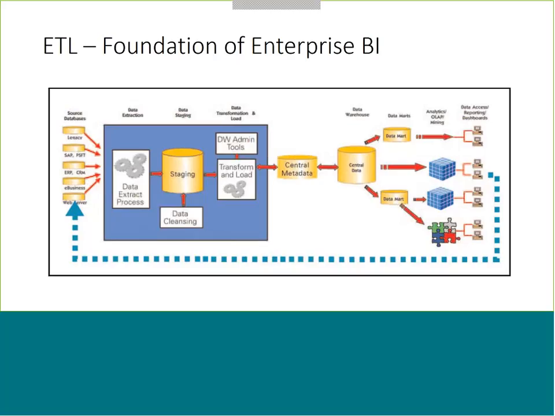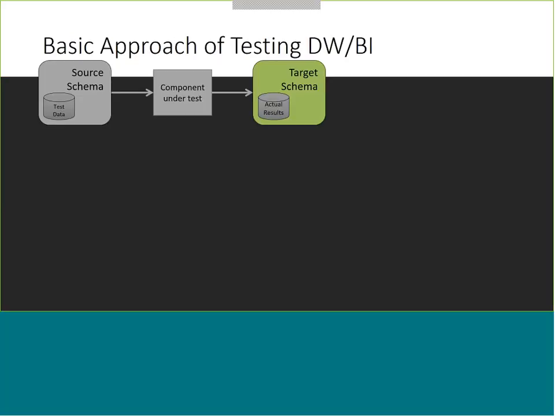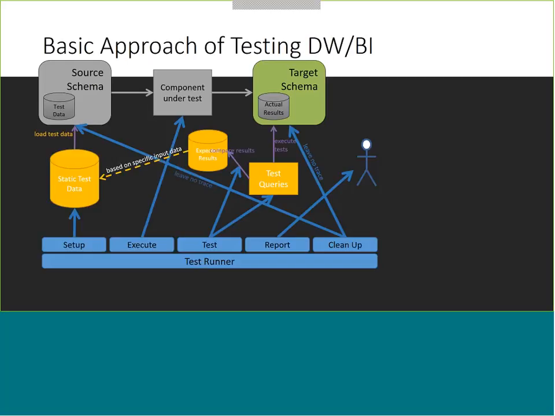So here you can see, let me just open the box up a little bit: transform and load, data cleansing, data extraction. Each one of those itself has to be tested. Basic approach: source schema, component under test, target schema. This has been dragged in from, I think, someone we picked up from one of our partners or something like that. And you can see there's a bit of a cat's cradle of information being passed around to make sure that it worked, and that is no small task to set up.